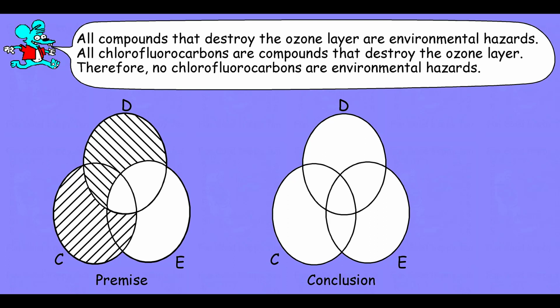I'm being a good Boolean, so I say, look, I don't know if there are any C's, don't know if there are any E's, but what I do know is whether or not there are C's and E's, there can't be anything that is both a C and an E.